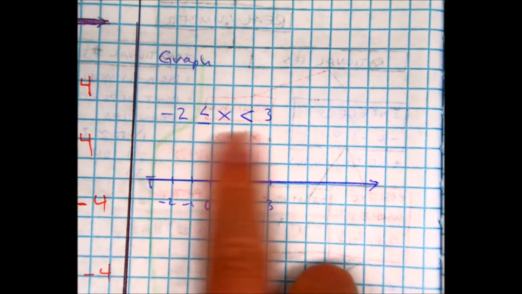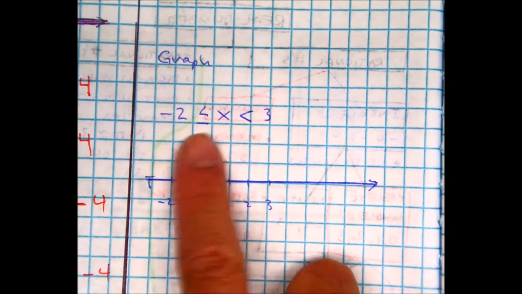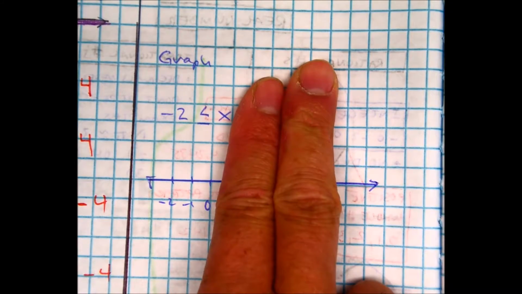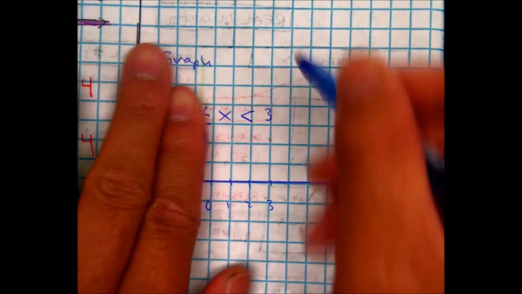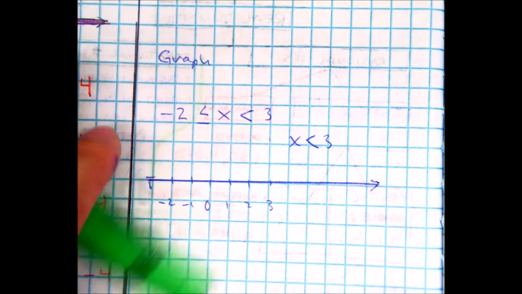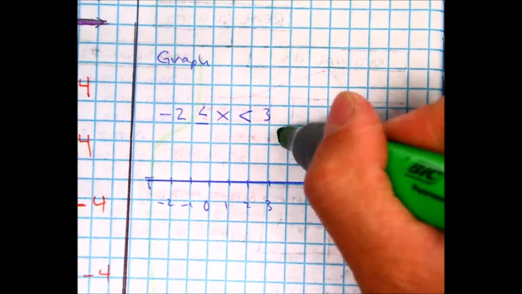This is called a compound inequality because there's two inequalities. So let's separate them. X is less than 3. Kind of like English, a compound sentence you can break down into two simple sentences.